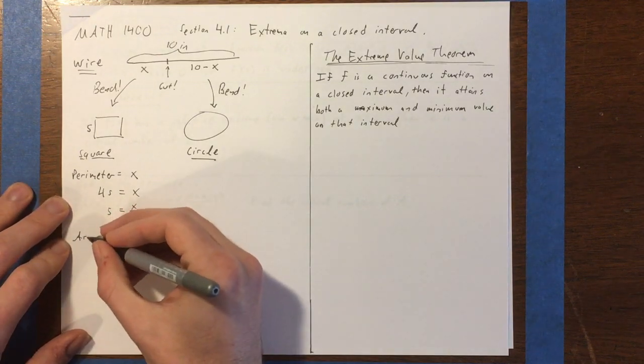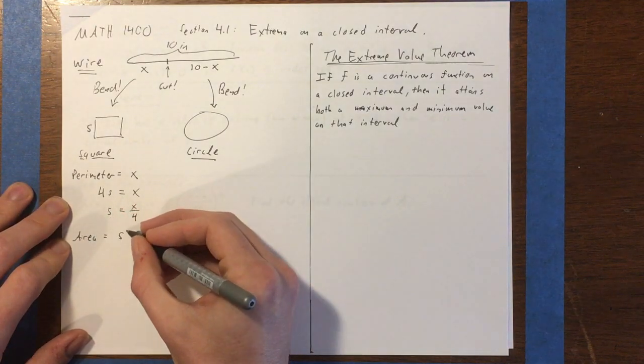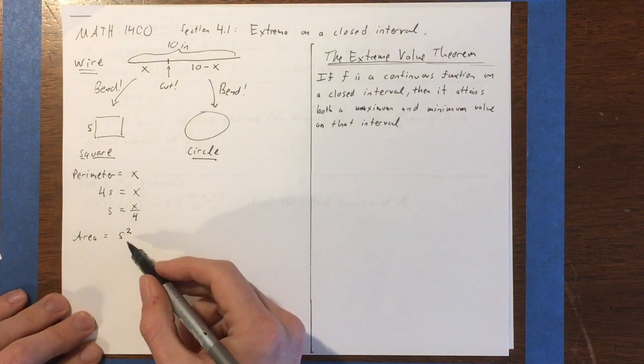Now the area of a square is equal to the length of a side squared, right? That's why we call raising something to the power 2 squared.